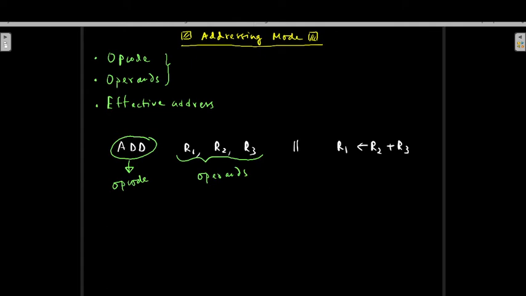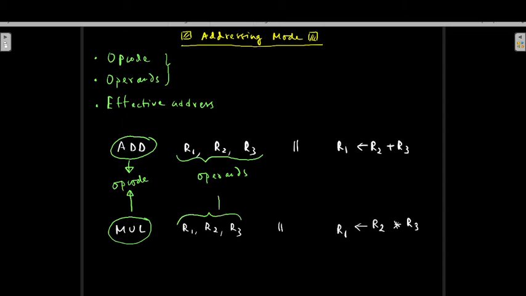Similarly, if we consider another instruction mul R1, R2, R3, which performs the multiplication of the content of R2 and R3 register and stores the result to R1. In this case, multiplication or mul is called the opcode, and similarly R1, R2, R3, they are called the operands.